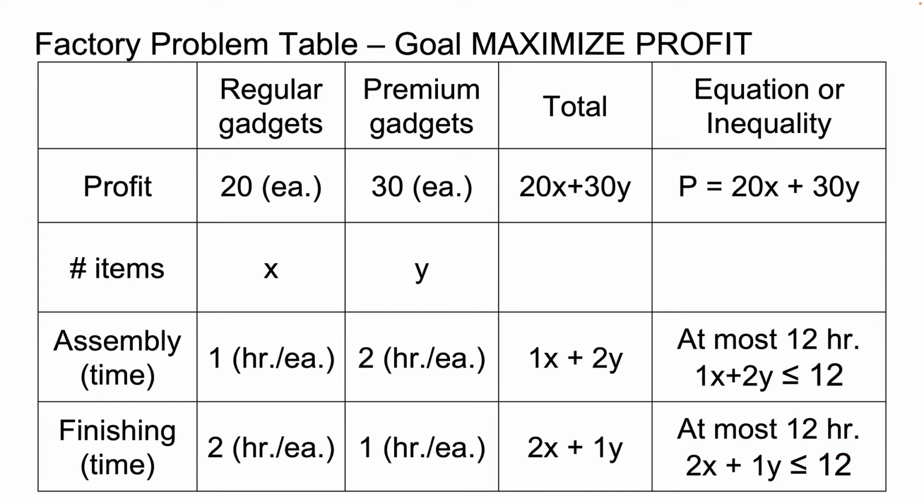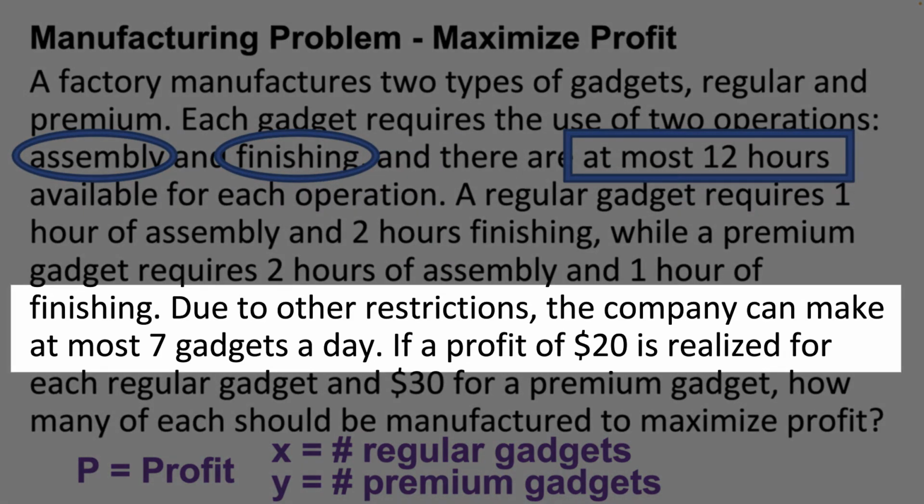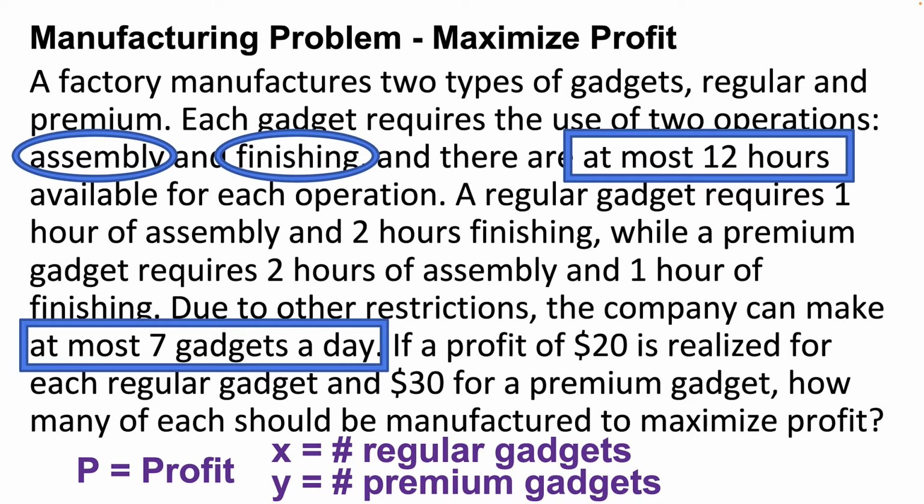Let's keep reading the problem to make sure we've captured all of our constraints. That fourth sentence says, due to other regulations, the company can make at most 7 gadgets a day.